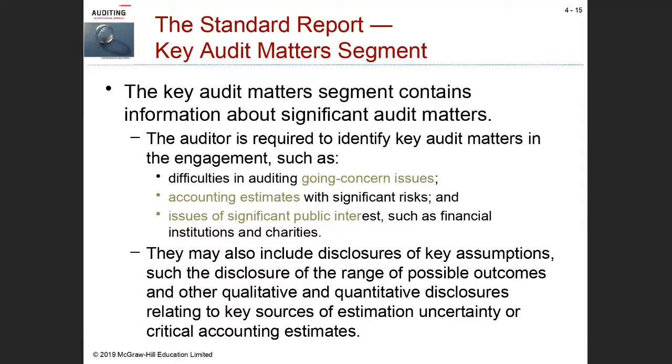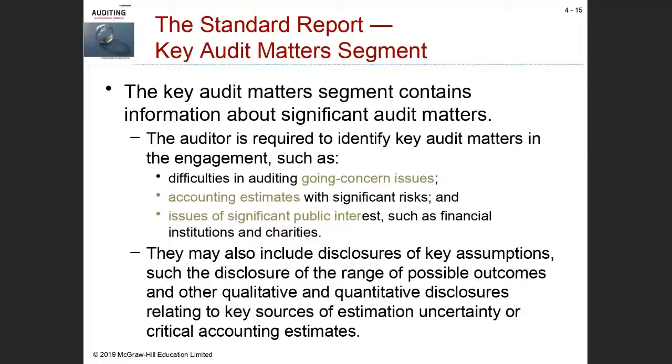Accounting estimates with significant risk. So for example, CIBC said, oh, credit losses might be a problem. Derivative valuation might be a problem, right? And then it says issues of significant public interest, if any. So public interest would relate to if you're auditing a bank, for example, or a not-for-profit. There may be things that you want to bring to the attention of the reader. But in a public company that's a for-profit business, typically you wouldn't have anything there.